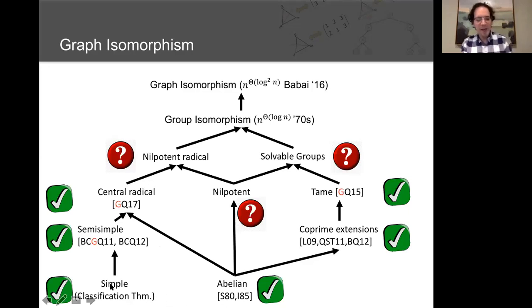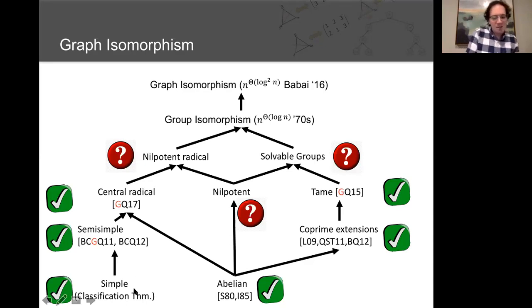And this one actually goes back to the classification of finite simple groups, which, if you haven't heard of it, is one of the biggest theorems in math. It's estimated to be something like 15,000 pages of journal articles spread across several hundred different articles. But once you have that theorem, this algorithm follows fairly readily.